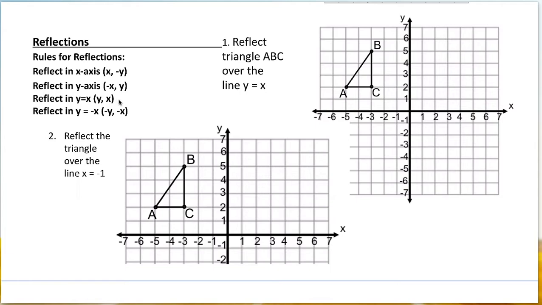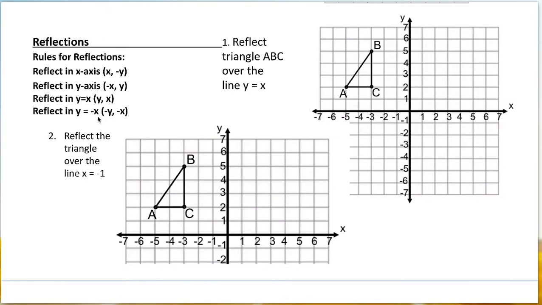When you're reflecting in the line y equals x, remember that the line y equals x has a y-intercept of 0 and a slope of 1. You would graph that line. If you want to use the rule for it, the rule is that your x and y change spots. They just switch places. That's your new point. I like to use the graph, and I like to count on the graph, and I'm going to demonstrate how I do that on the notes here.